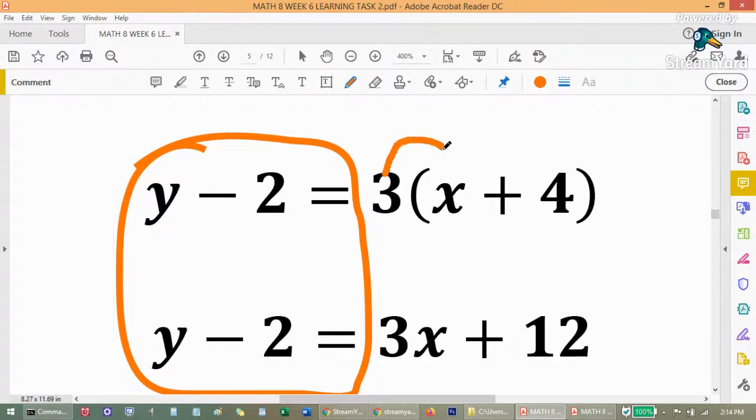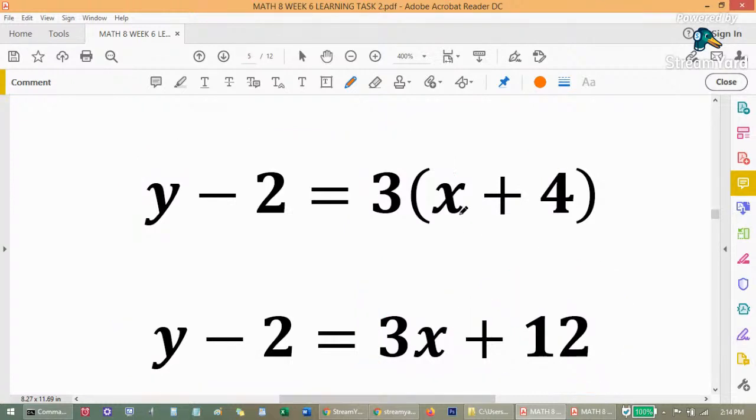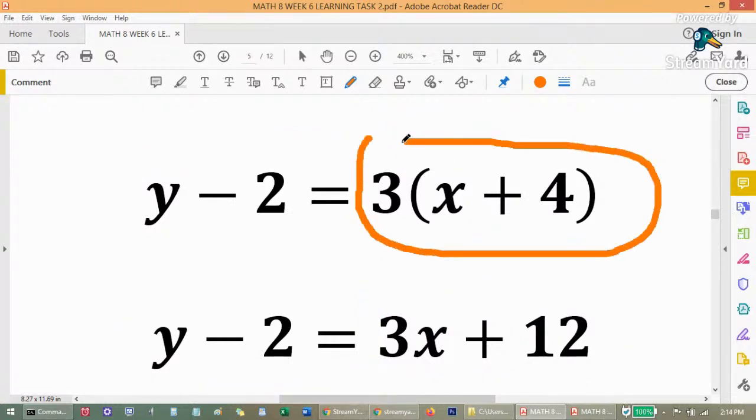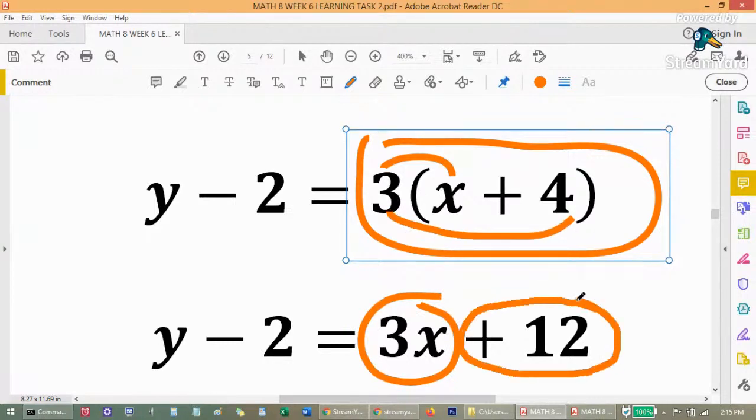And then, 3 times x is 3x. And 3 times positive 4 is positive 12. Okay? So, pag puro positive yung number, walang problema, no? Pwede tayo magdire-diretso. 3 times x is 3x. And 3 times 4 is positive 12.